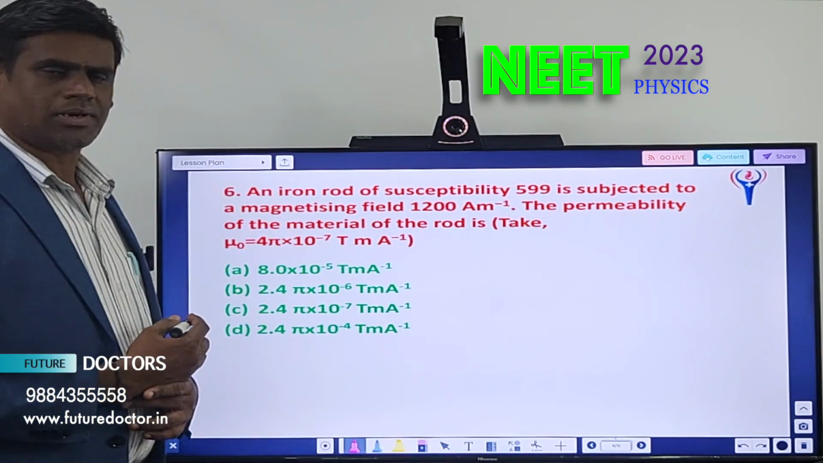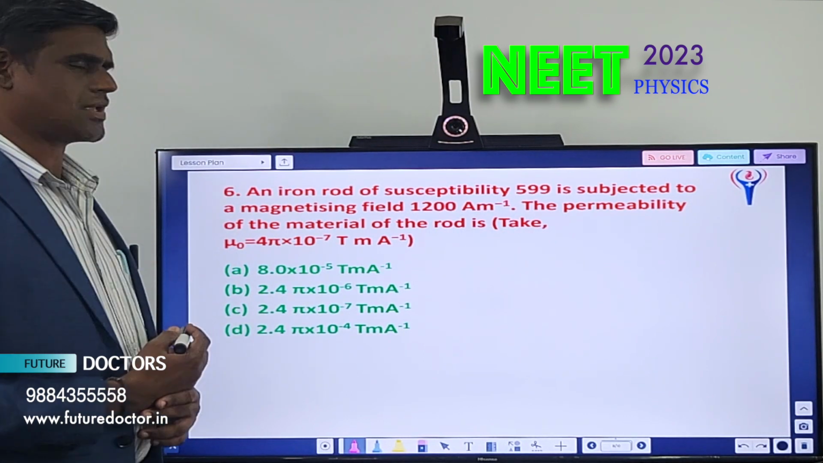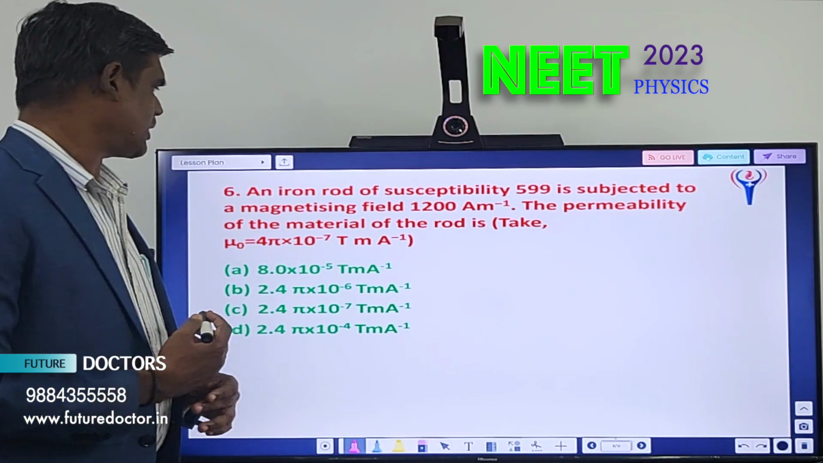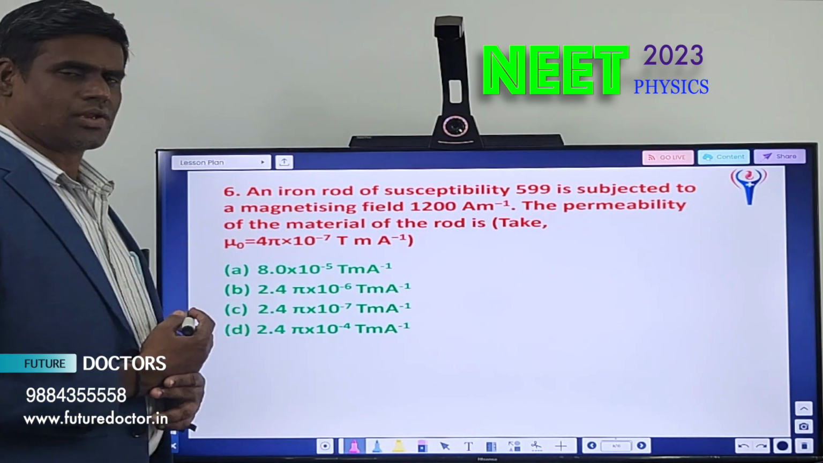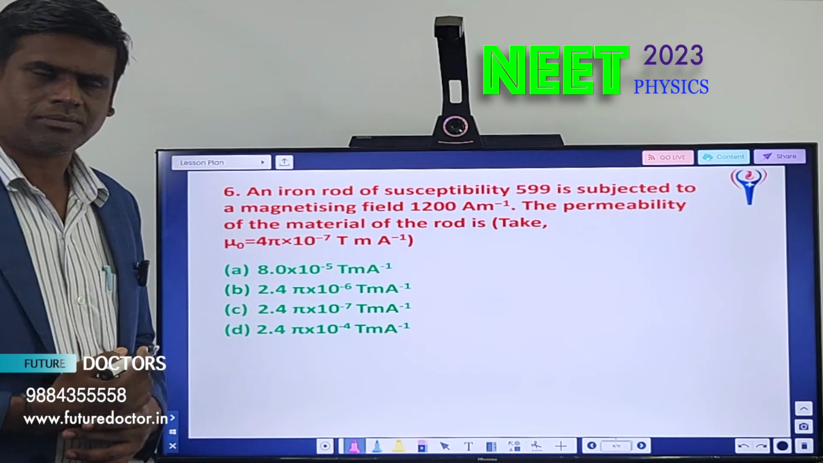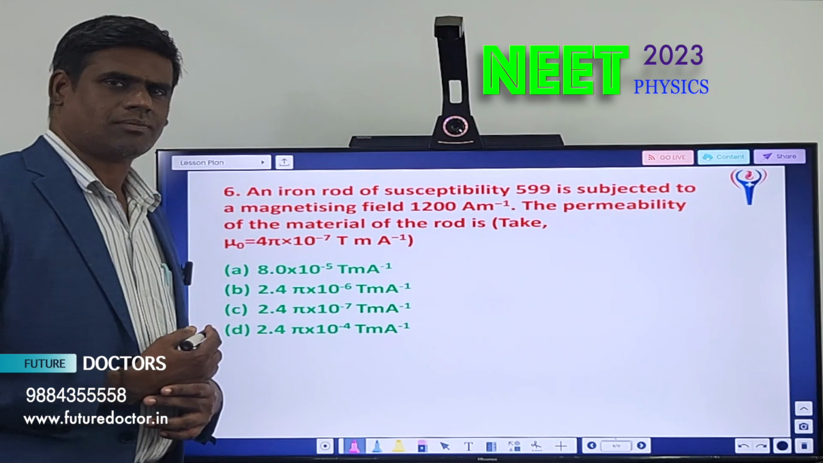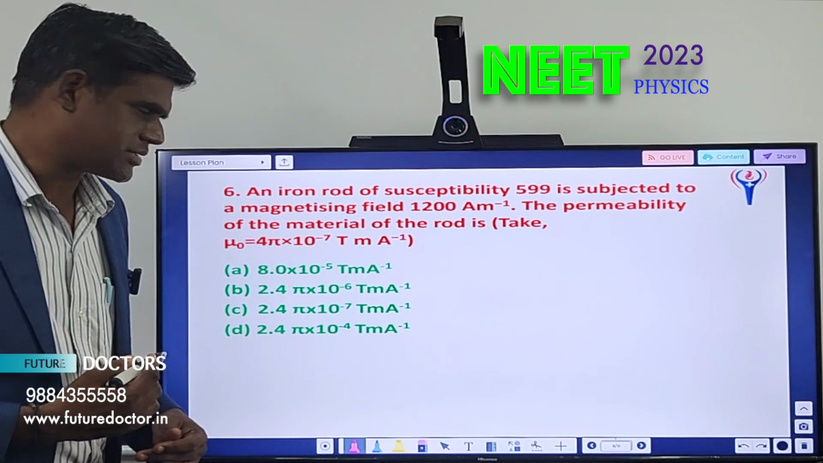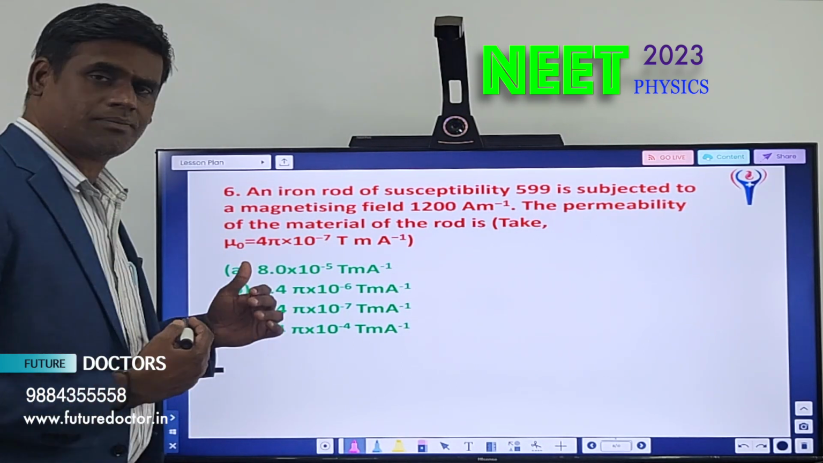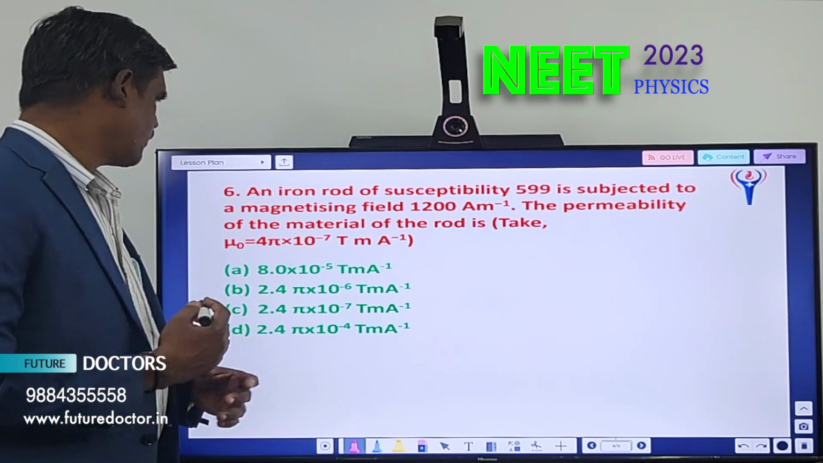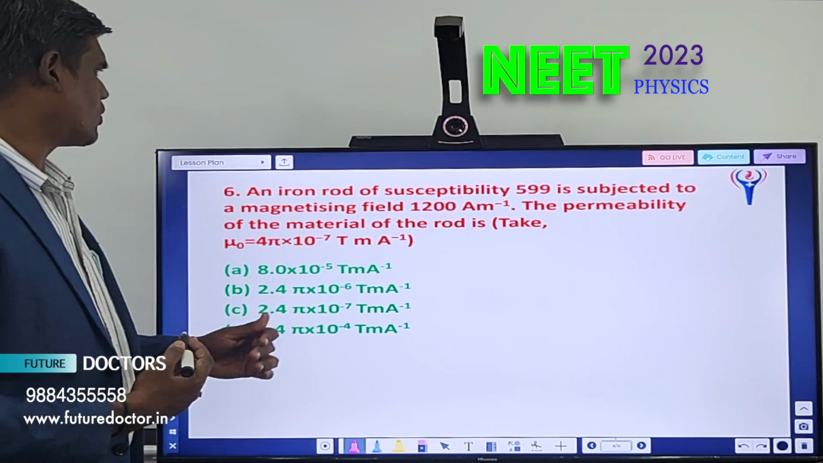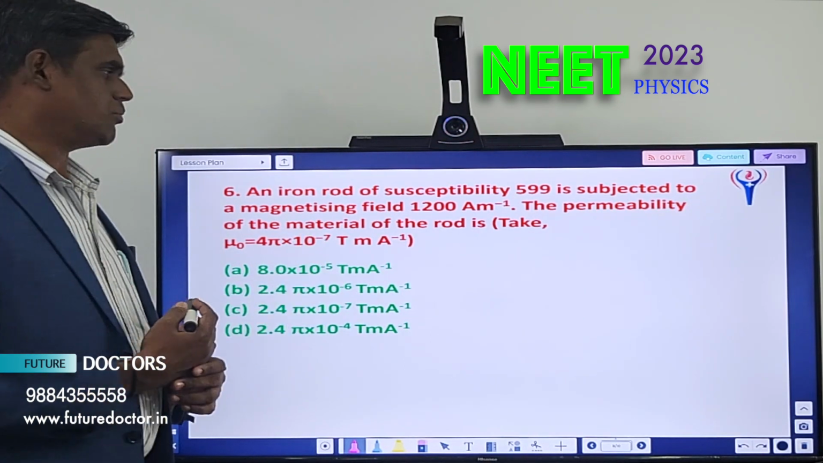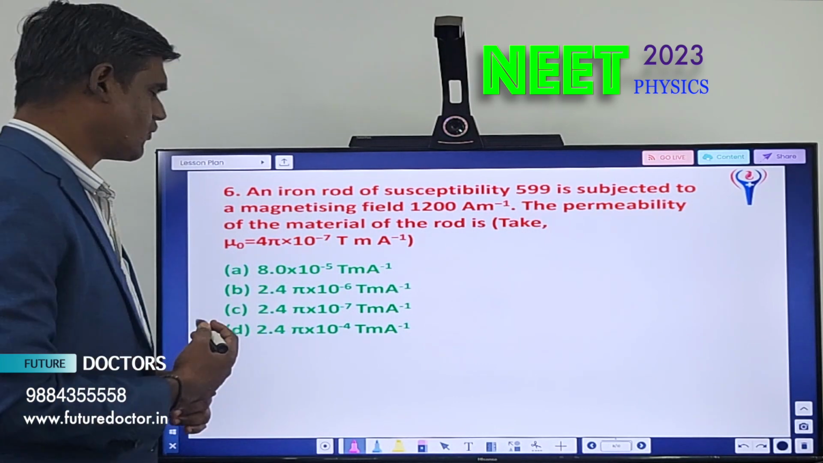An iron rod of susceptibility 599 is subjected to a magnetizing field of 1200 ampere per meter. The permeability of the material of the rod is dash. Given value mu naught 4 pi into 10 power minus 7 Tm A power minus 1. Option A, 8 into 10 power minus 5 Tm A power minus 1. B option, 2.4 pi into 10 power minus 6. C option, 2.4 pi into 10 power minus 7. D option, 2.4 pi into 10 power minus 4. Here you should know the relation between permeability and magnetizing field, 599 that is the chi value. By knowing this relationship, you are able to find the solution for this question.